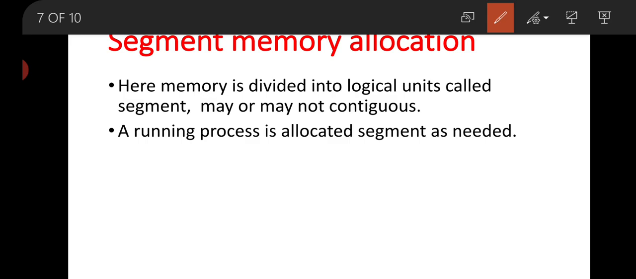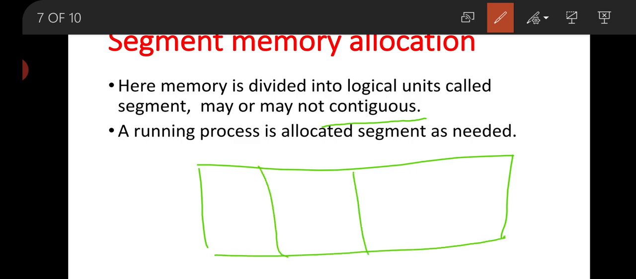Now one more thing is contiguous allocation of memory. Contiguous allocation, that means this type of allocation is called contiguous allocation. That means the division is in the same block.